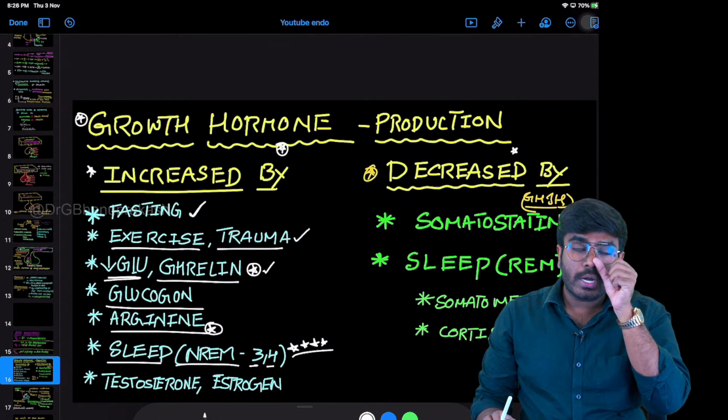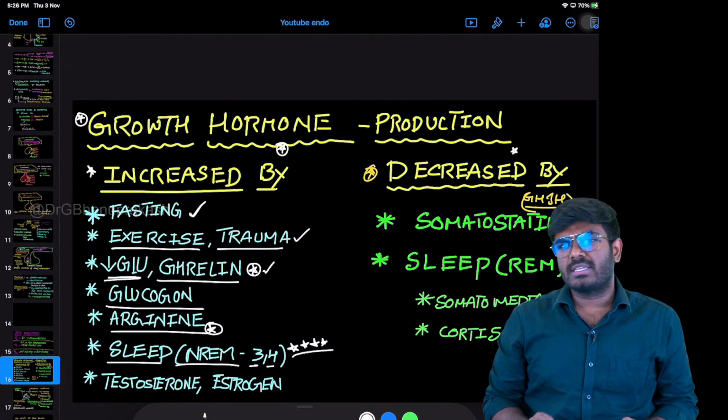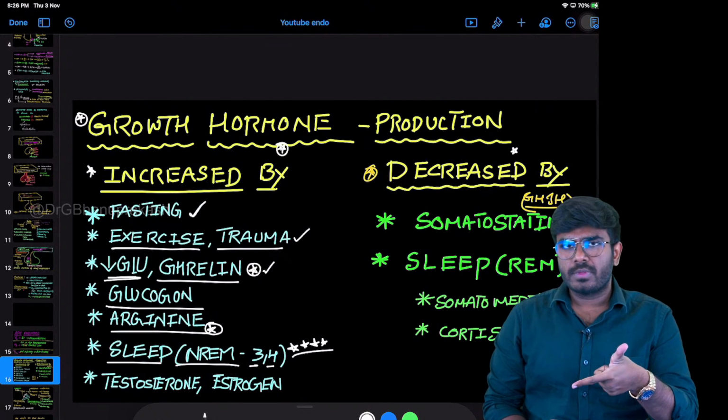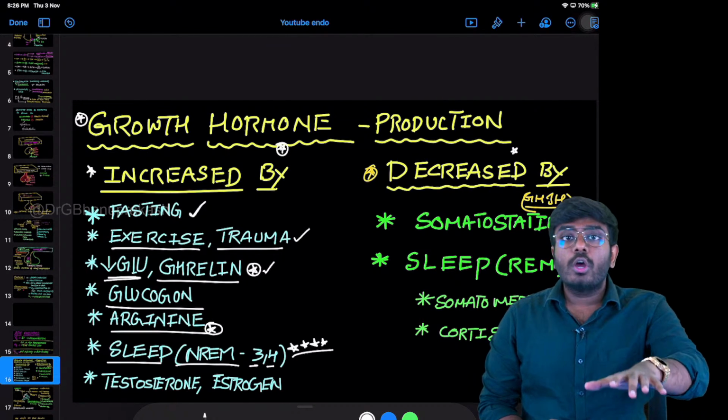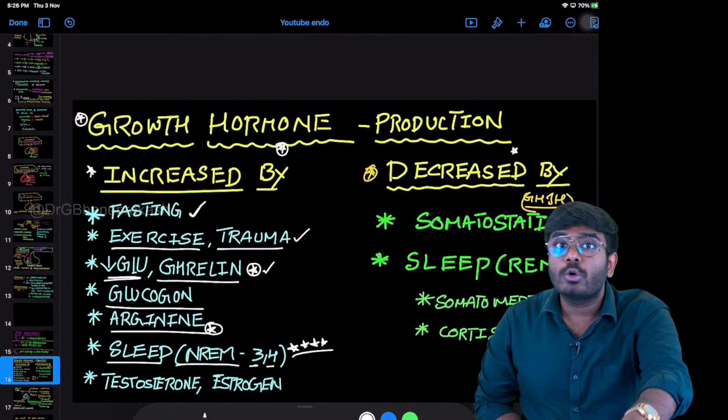So if someone comes to you and asks, during sleep, what happened to growth hormone levels? Sir, now you have to ask them, during NREM or during REM? During NREM 3 and 4, growth hormone levels are increased. During REM sleep, growth hormone levels will go down.